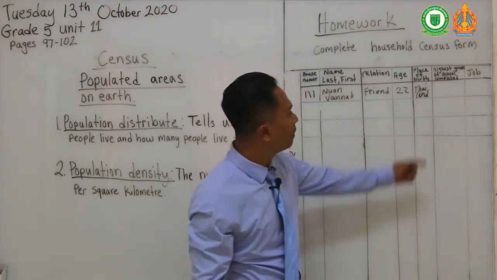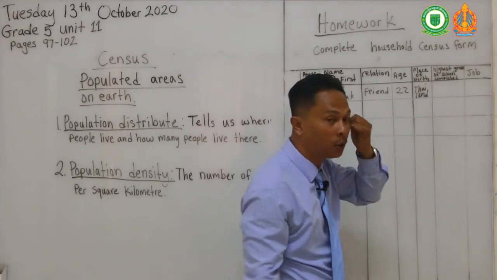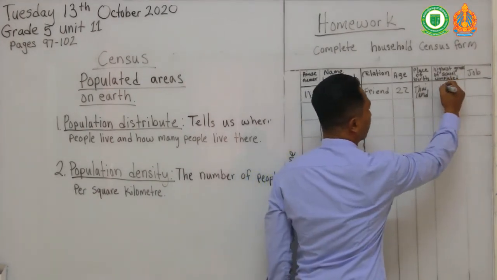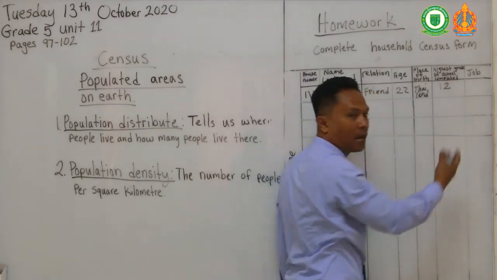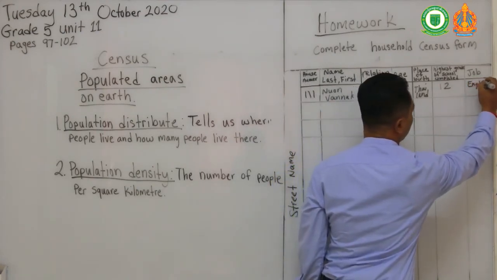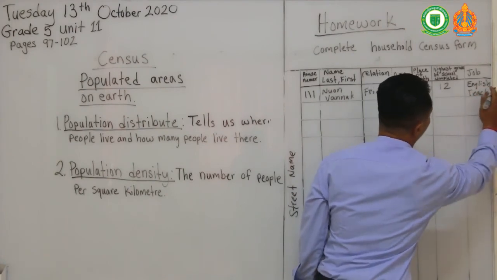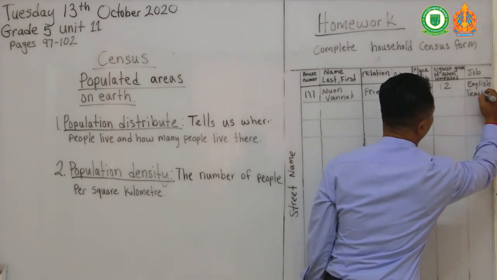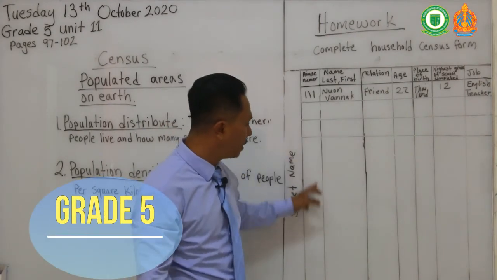Okay, and then for this section right here, it says highest grade of school completed. So right here you would ask them what grade level they finished. So I finished grade 12. And what is their job? What is their occupation, okay? So I would put English teacher. Okay, so you're gonna fill all the way to the bottom, okay?